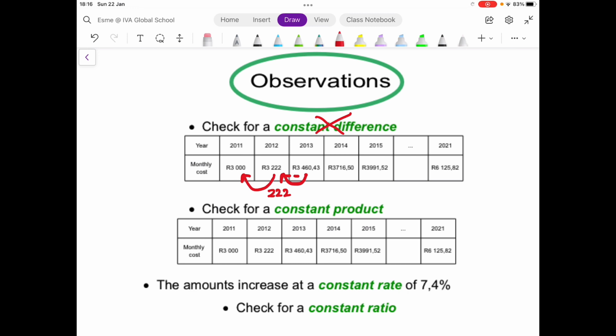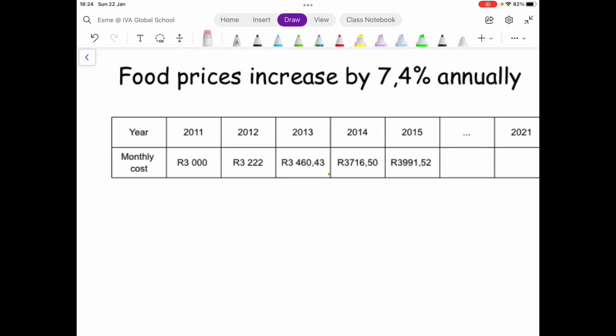You can see if I subtract that, I do not get 222, and so the constant difference doesn't work. Then the next thing I try for is a constant product. Well, there's no way you can multiply a year by money and get some meaningful value. So a constant product also doesn't work. So now we're going to check for a constant ratio or a constant rate. Constant rate, constant ratio is always to do with percentage. Let's see how the food prices increase using this table. We've already decided that it cannot be a constant difference, because that minus that will not give you the same value as that minus that.